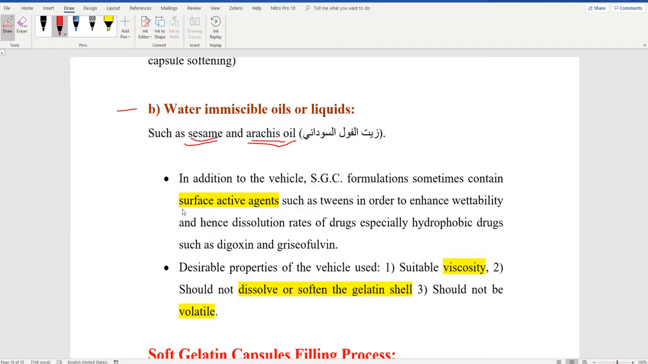As I said, in addition to the vehicle, we may add a surface active agent, for example, the Tweens group. And in physical pharmacy too, you'll be studying the surface active agents. The Tweens, of course, are a group of surface active agents belonging to non-ionic surfactants. Why do I add them? In order to enhance wettability and hence dissolution, especially for hydrophobic drugs, such as griseofulvin and digoxin.